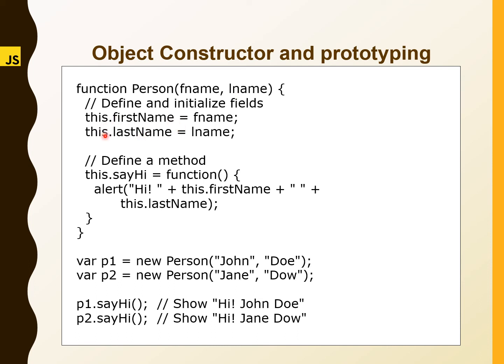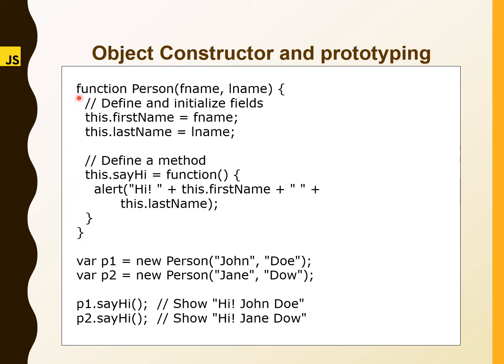So this refers to the current object. Then after specifying the lname, this dot say hi. This dot say hi is equal to function. So for the current object, a function is defined with an alert statement: hi, this dot first name, space, this dot last name. Then the function body is closed. After that, the function person body is closed.